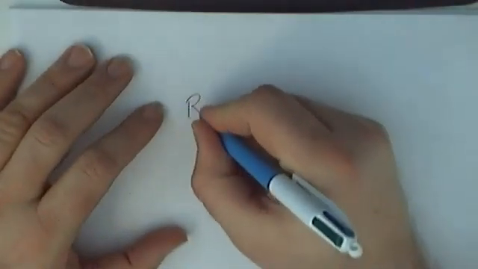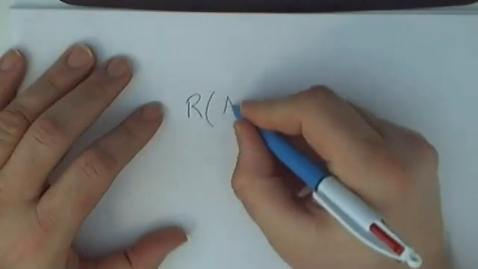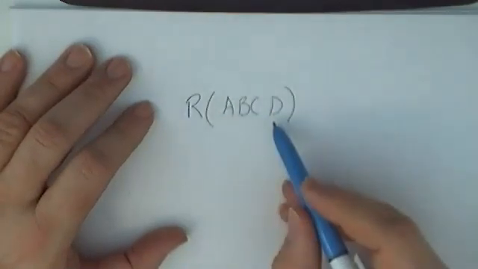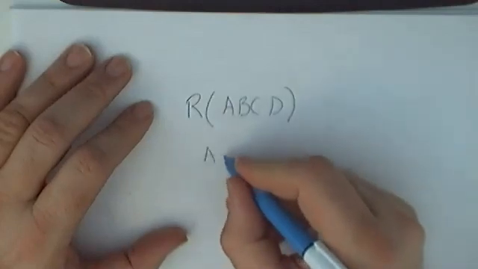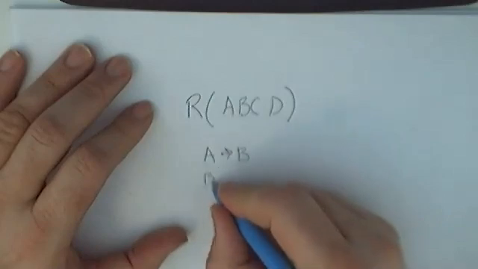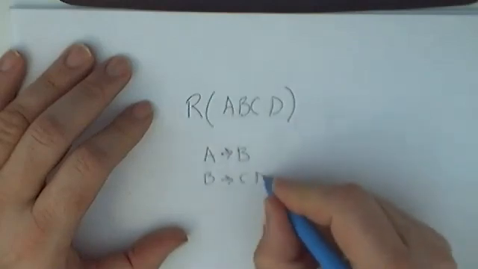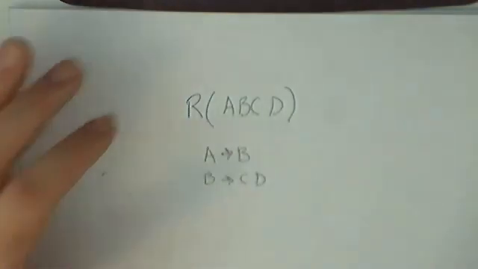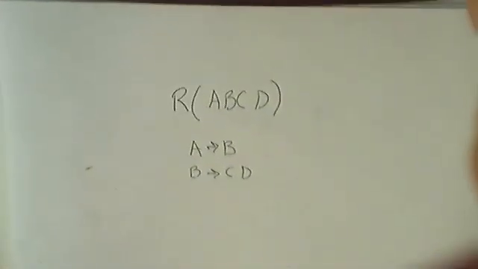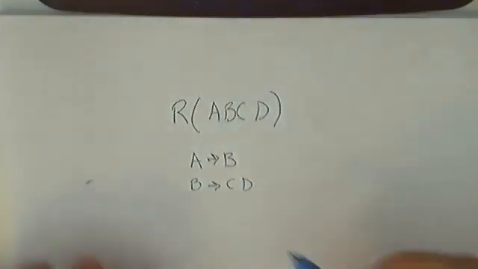So let's just review a little bit. Typically the way we set these problems up in the abstract sense is we have a relation, then the attributes of the relation, and then a set of functional dependencies. So for instance, A goes to B and B goes to C, D. This is a functional dependency.